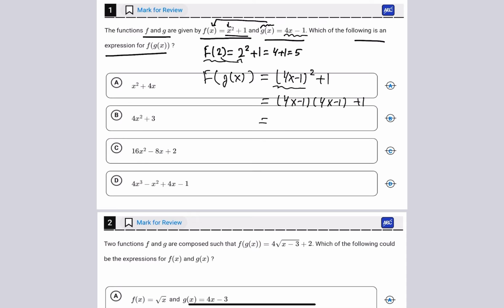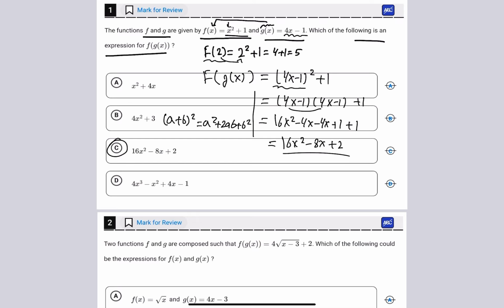(a plus b) squared, let me write it down really quick, is simply a squared plus 2ab plus b squared. Now, you can distribute. So 4x by 4x is just 16x squared, minus 8x, plus 1, plus 1. I messed up here. So 16x squared minus 8x plus 2. And that would be option C. So f of g of x, you're just plugging in g of x for x into f of x.